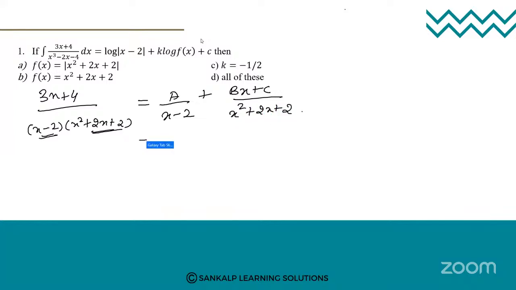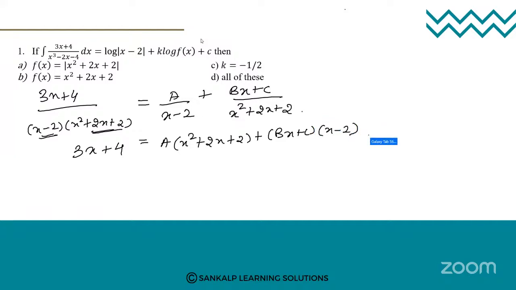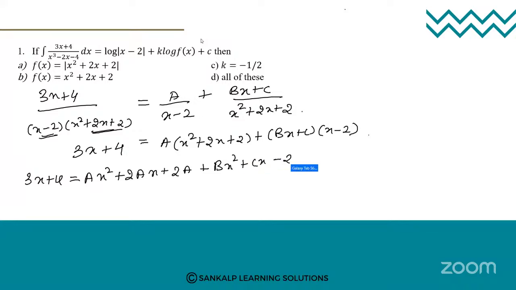Fine. So if I multiply both sides by the denominator, here I'll get x square 2x 2. Here I'll get bx plus c into x minus 2. Okay. So again, solve it. So this is ax square. Here I'll get 2ax. Here I'll get 2a. Here I'll get bx square plus cx minus 2bx minus 2c. Okay. So simultaneously with me, you can also solve. We can save some time.